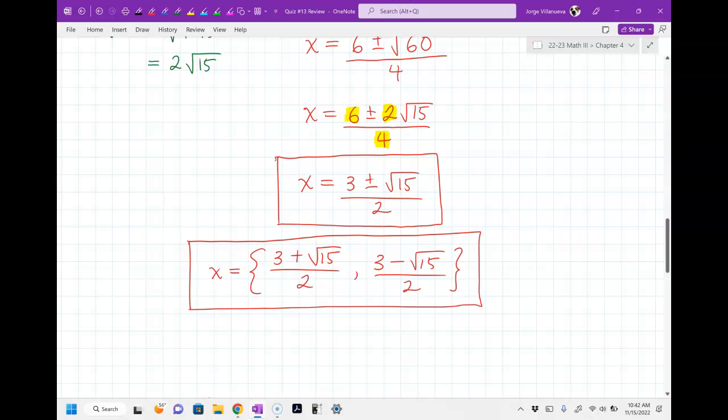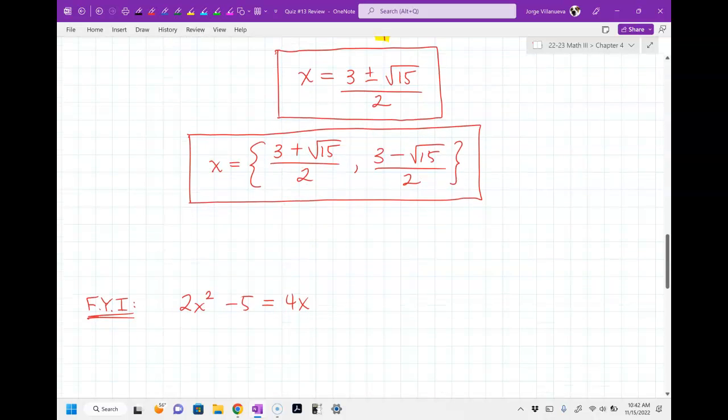So you're going to have to do 3 plus radical 15, then divide that by 2, and it's going to give you a decimal solution. And then you do 3 minus radical 15 and divide that by 2. Okay? So yeah. But for here, don't put decimals. Leave it like that.